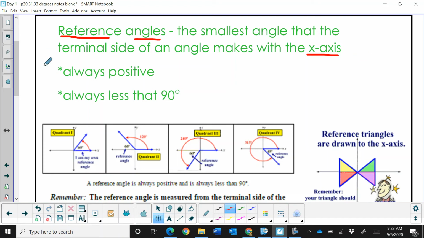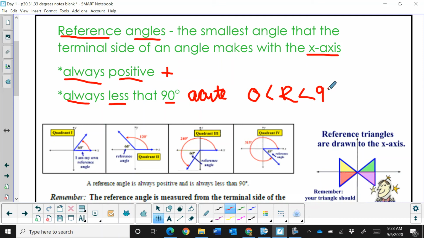You can stop the video and write this down if you need to, but it's always positive, so you're never going to have a negative reference angle, and it's always less than 90. Okay, so it's an acute angle, meaning it's less than 90 degrees. So reference angles fall between 0 and 90. They are acute angles. I'll call this R for reference. It's going to fall between 0 and 90 degrees.